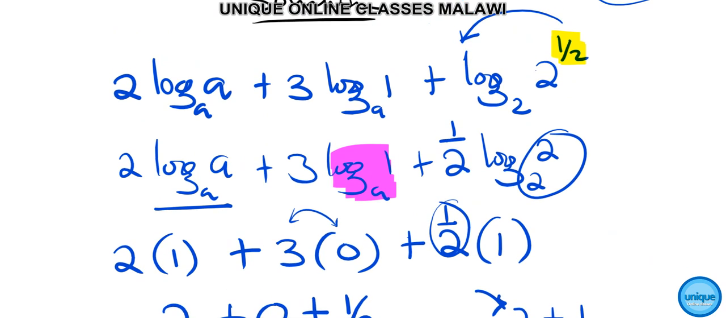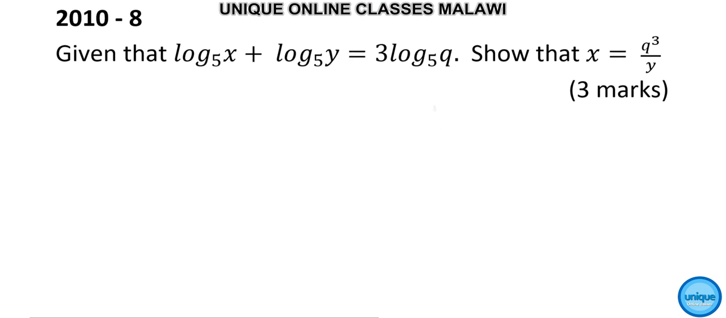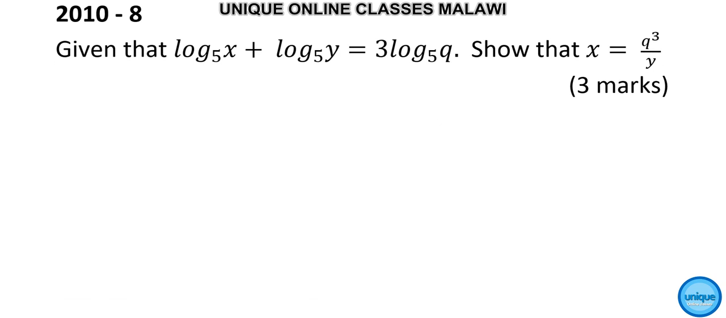Sorry, yeah. I think tipangeno chitsanzo chomaliza. Chitsanzo chomaliza awuna kuti given that log of x base 5 and log of y base 5 is equal to 3 log of q base 5, we should show that x is equal to q cube over y. 3 marks. Very simple. 3 marks. Question number 8 was 2010.